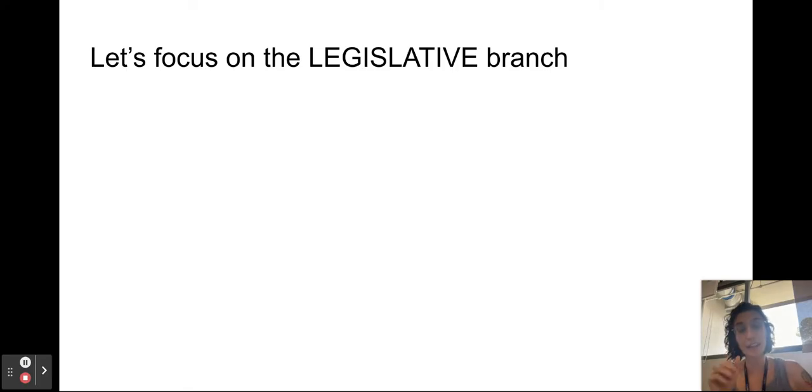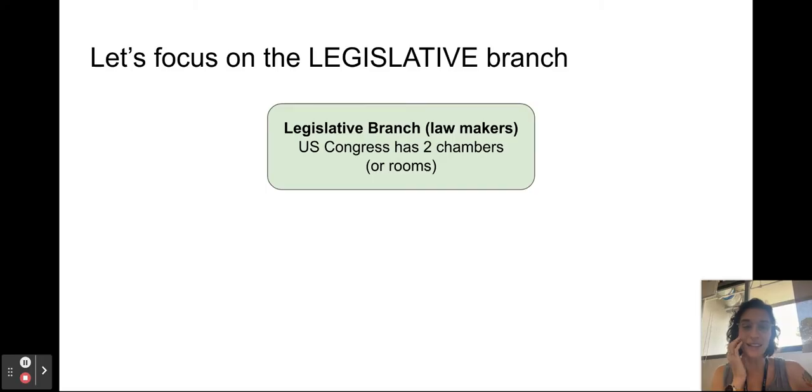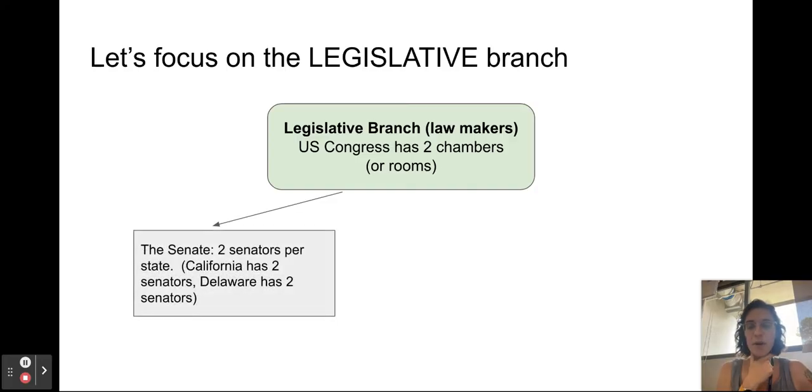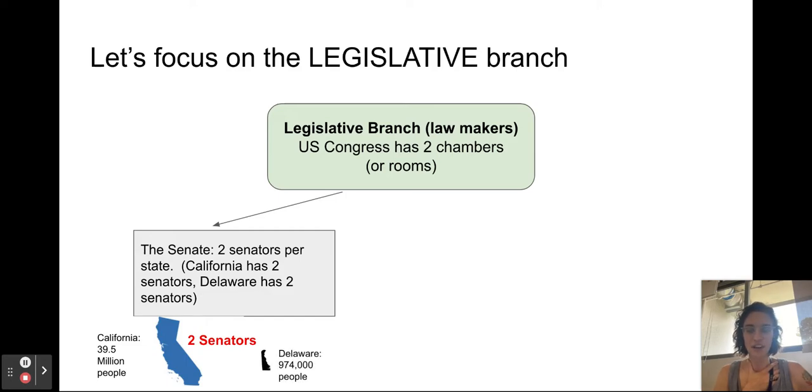Now, we're going to focus on the legislative branch right now. In the US, this is called Congress, and it has two chambers, which is another word for room. The first chamber is called the Senate, and there are two senators per state. So, for example, California, with 39.5 million people, plus or minus, has two senators. And Delaware, with its 974,000 people, also has two senators.